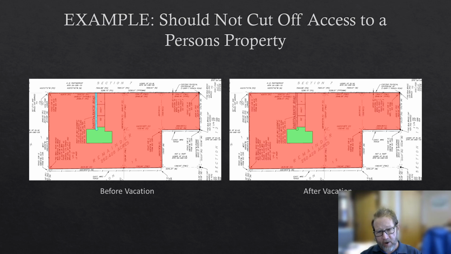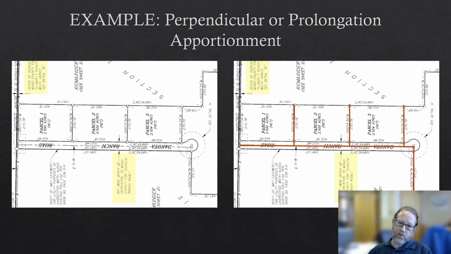The owner of the green parcel is going to have to sign off on this road vacation. We're going to request an easement. There's all sorts of things that we need to do to protect the access rights to this green parcel. So right there, this is one red flag.